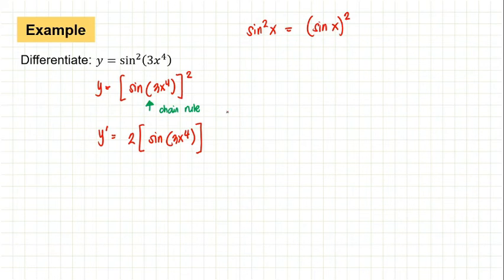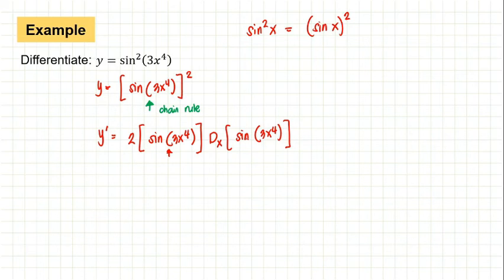Okay? Raised to the power of 2 minus 1, and that is just 1. And we will multiply it by the derivative of the inner function. And our inner function is this one. So we have sine of 3x to the power of 4. Okay? So that is our chain rule.